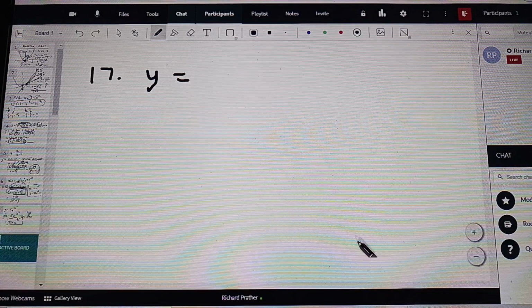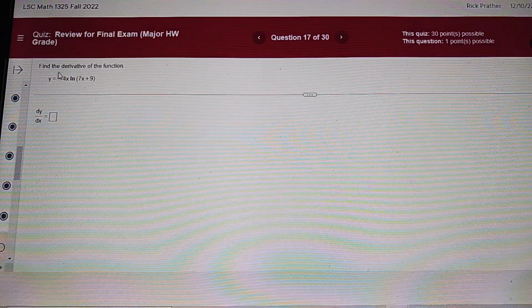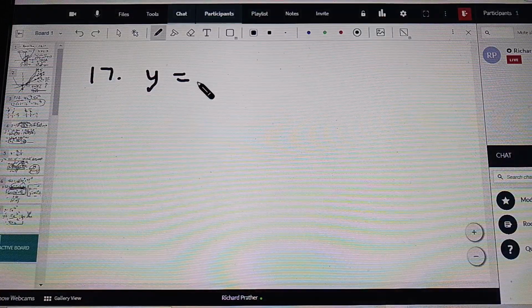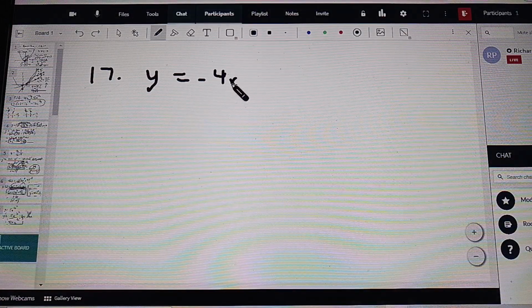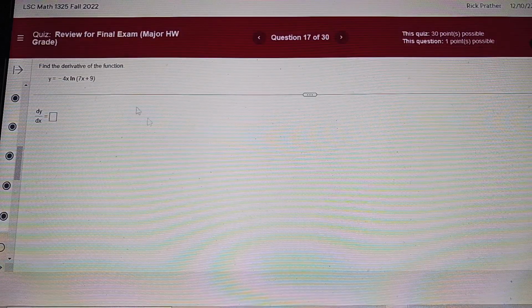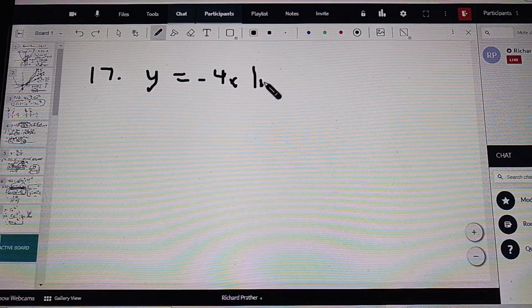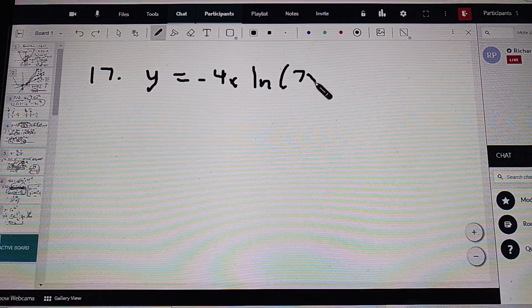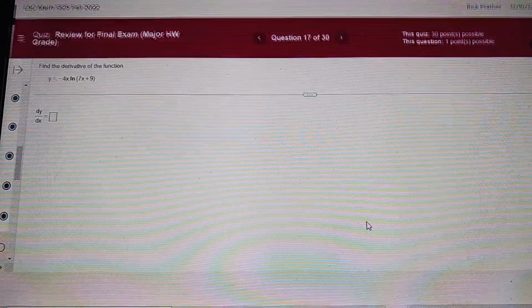And then this number 17 actually has an extra thing going on at the same time, because there's a negative 4x times an ln that has an x in it. So it's actually the product rule at the same time that I'm going to do a log rule inside the product rule.